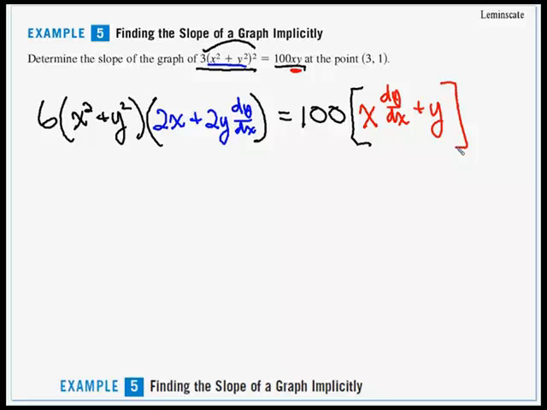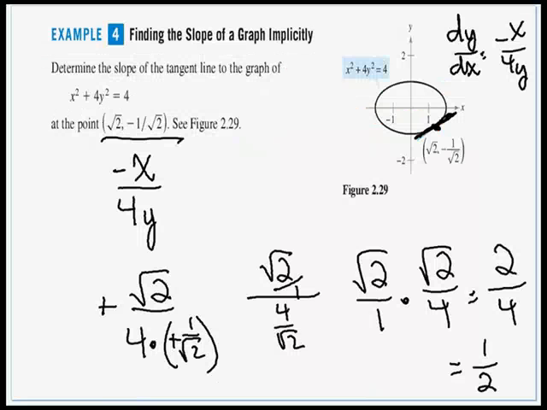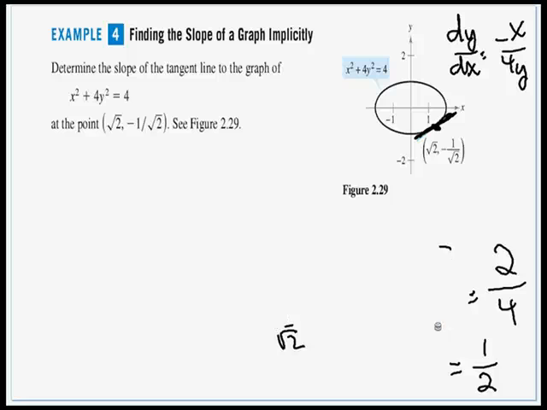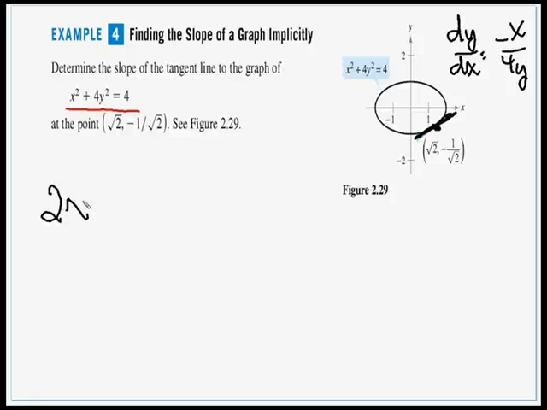And I guess we could just leave it right there. Now here's a good spot to stop and reflect on the problem. What are they asking us to do? Determine the slope of the graph of this at this point (3, 1). Let me come back to the problem we just did, example 4, when I took this derivative, and that was real easy. That was just 2x plus 8y dy/dx equals 4.